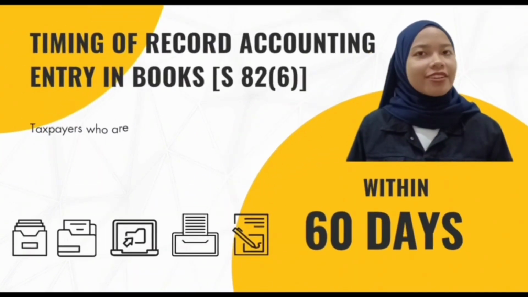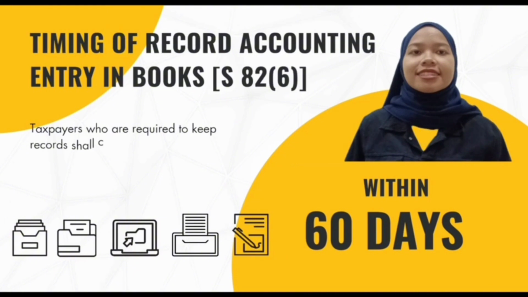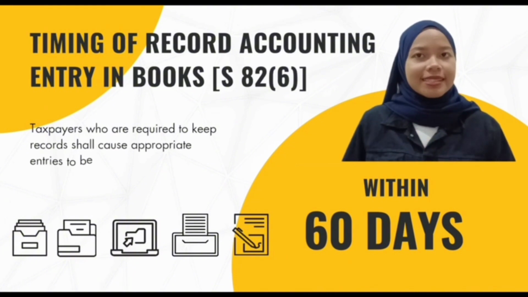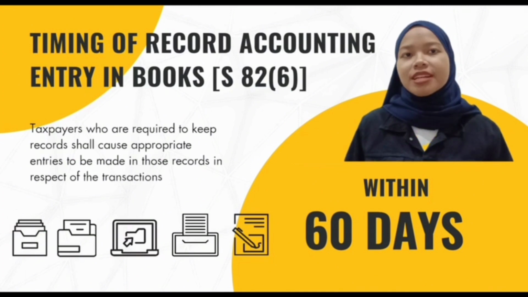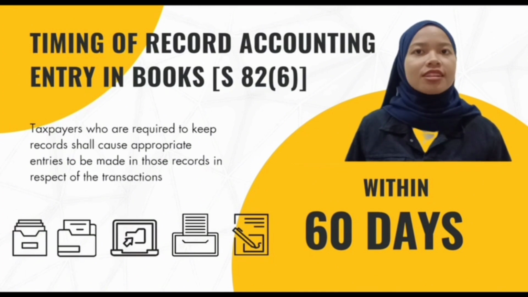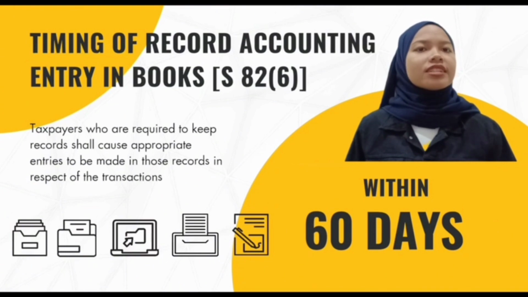Next, timing of record accounting entry in books under Section 82, subsection 6. Taxpayers who are required to keep records shall cause appropriate entries to be made in those records in respect of the transaction within 60 days of each transaction.